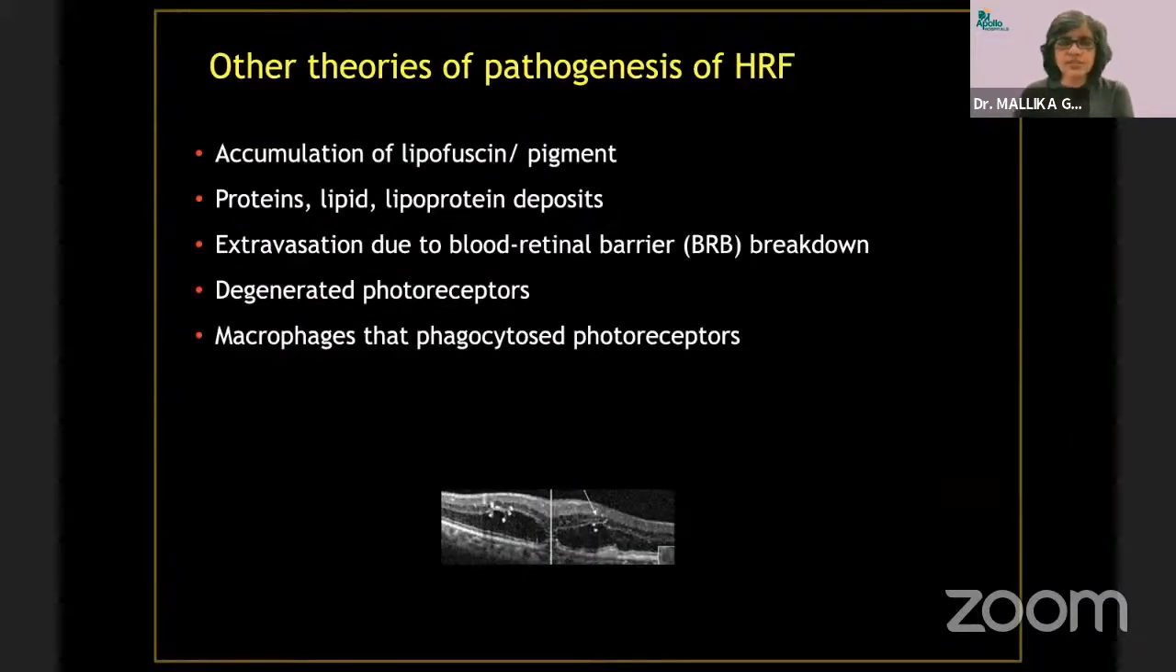What are the other theories of the pathogenesis apart from inflammation? It could be accumulation of pigment or proteins, lipid, lipoproteins, or extravasation from blood-retinal barrier breakdown in these diseases, or simply degenerated photoreceptors as in heredomacular degenerations or CRAO, BRAO, etc. These could be macrophages that have phagocytosed the degenerated photoreceptors.